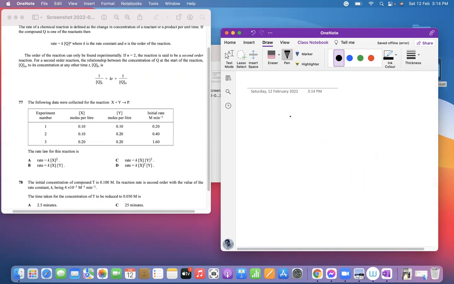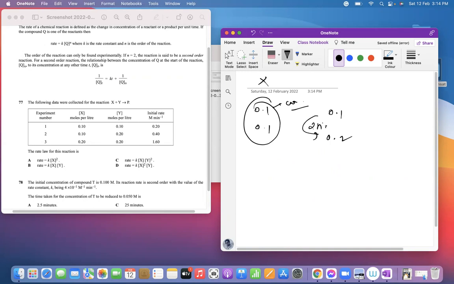Listen. If you are going to find Y, keep X constant. X is constant between 1 and 2 experiment, means 0.1 and 0.1, which is constant. And if you look at Y, this has become 0.1 to 0.2, which means 2 times. And at that time, rate becomes 0.2 to 0.4, which means 2 times. So you can see same ratio of change, 2 times, 2 times. It means it is first order kinetic. So Y power will be 1. Any doubt? If there is no power, it means 1. So D, Y has 1. So D will be the right choice. Any doubt, please tell me.